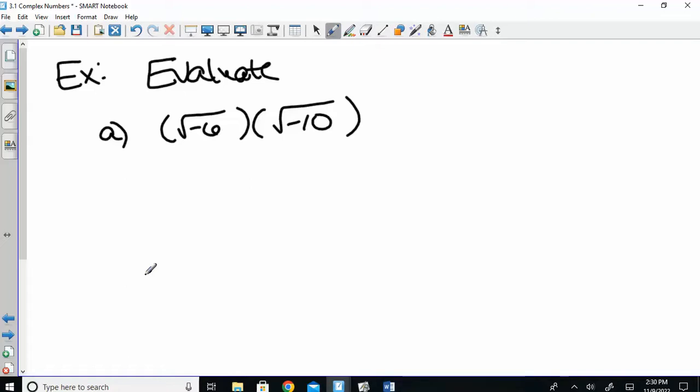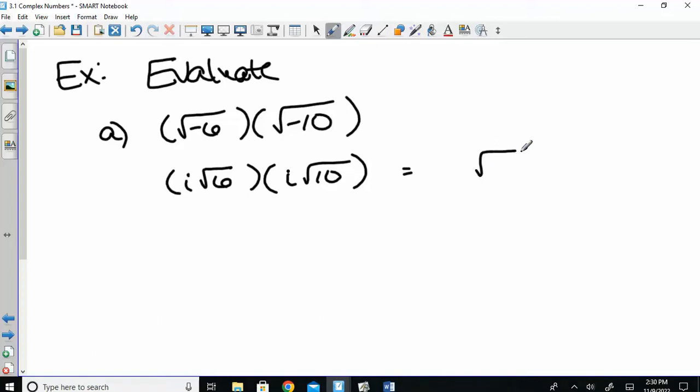So what do we do? You take out the i's. Square root of negative 6 becomes i radical 6. Square root of negative 10 becomes i radical 10. And then you multiply the inside, under the radical, 6 times 10 is 60. Then you make it i squared. I squared is negative 1.